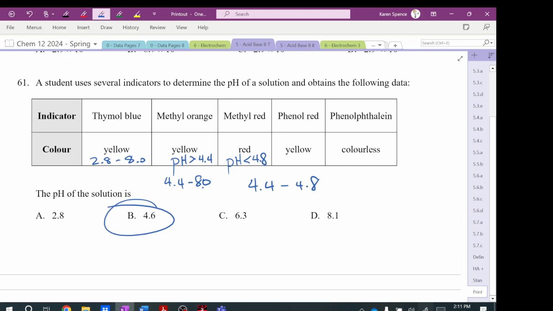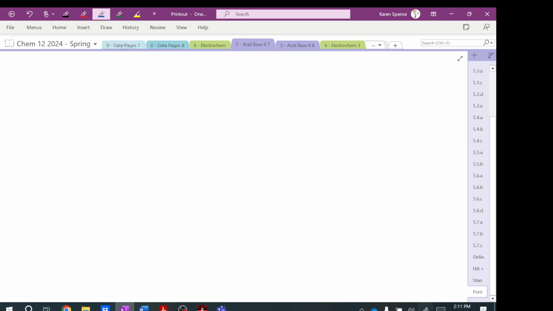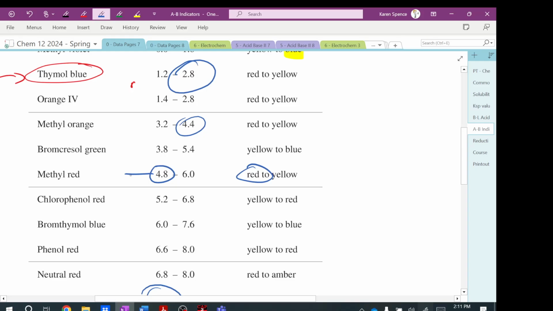I don't even need to look at phenol red or phenolphthalein because, yes, it used to be below 4.8 for the methyl red to be red. Isn't that what it says? Yeah. No, it's like 4.9. If it's 4.9, it's orange. If it's between these two, it's orange. Yes. What if it's 4.8?